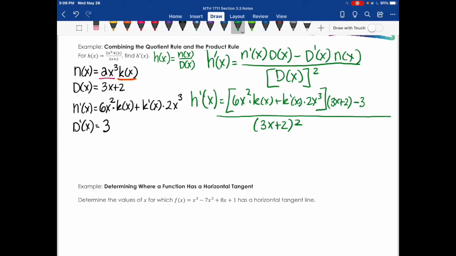Let me try to fix this a little bit. It got really squished in there. So this is 3 times 2x to the third times k of x. Hopefully that's easy enough for you to read.